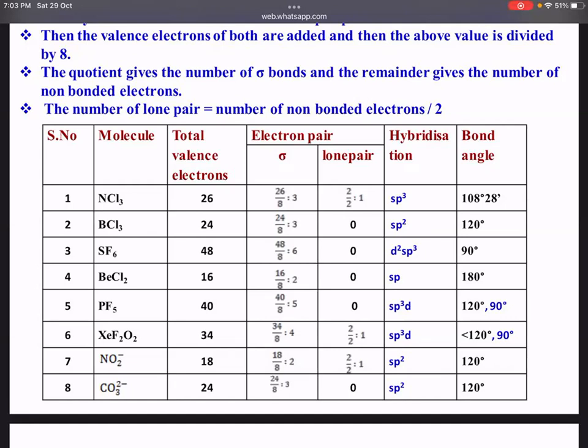And then BCl3, boron is 3, chlorine is 7. 3 sevens are 21. 21 plus 3, 24. 24 by 8, 3. So no remainder. Only 3 means the hybridization is sp2, right? So it becomes trigonal planar. You calculate for XeF2O2. Xenon is 8. Fluorine is 7. Oxygen is 6. Calculate.